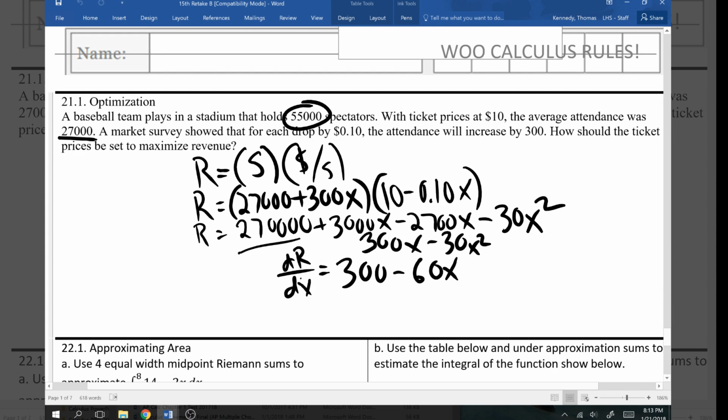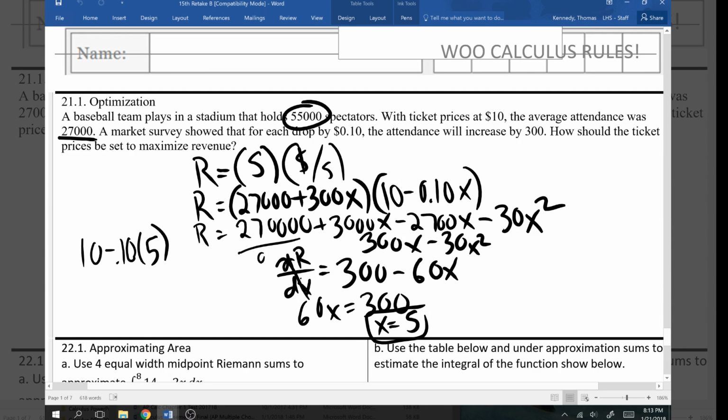and all you had to do is say 60x equals 300. Set this equal to 0. And you get x equals 5, so you should do 5 of these jumps. The question asks what the ticket prices should be set at, and the answer is you should subtract 10 cents 5 times. So 10 minus 10 cents times 5, and you get 10 minus 0.5 equals 9.50, and that's the price. So that was the optimization question this week.